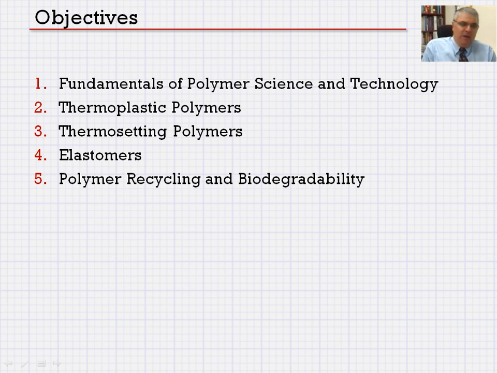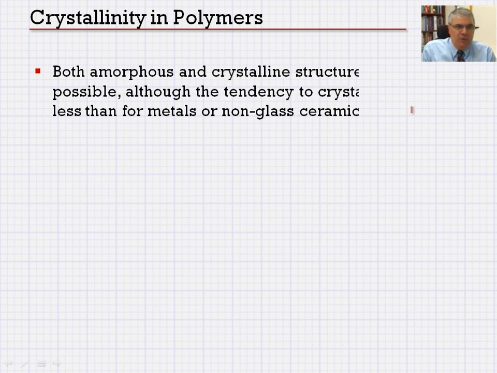There are 5 main objectives that we have. The fundamentals of polymer science and technology would be extensively discussed in this series of polymer lectures. We are going to take a look at thermoplastic polymers, thermosetting polymers, elastomers, and polymer recycling and biodegradability. These are all the important topics that we are going to discuss as we started last time, and we extended to this lecture and the next, the third polymers lecture. But this is Polymers 2.